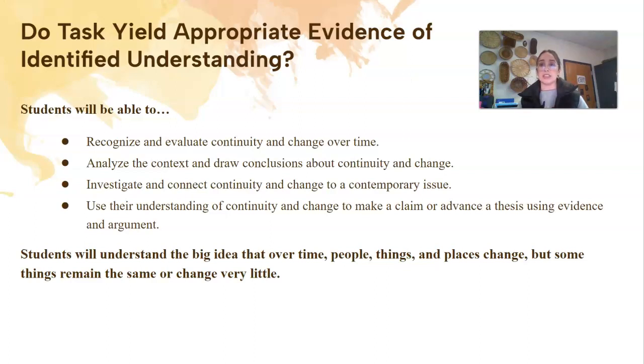One of the main big ideas within my entire unit and within all the modules for my curriculum is the students understanding that societies develop and change over time, and exactly what factors help lead to those changes. Students will understand the big idea that over time people, things, and places change, but some things remain the same or change very little. It is also important that my students understand that the changes that occurred back in the day, even during the ancient civilizations time, still affect us today. That's one of the big main ideas of this specific unit as well.